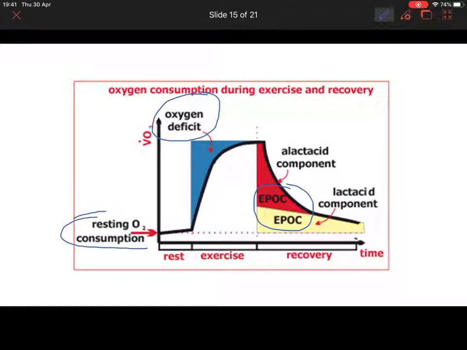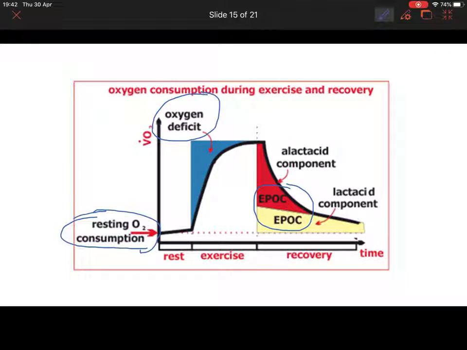Now, if you follow the line of resting oxygen consumption, it's a very, very similar shape to heart rate response to exercise. Okay. So it's very, very similar. Now, what the oxygen deficit is, this. If you actually look at the black line, that is what actual oxygen consumption is.